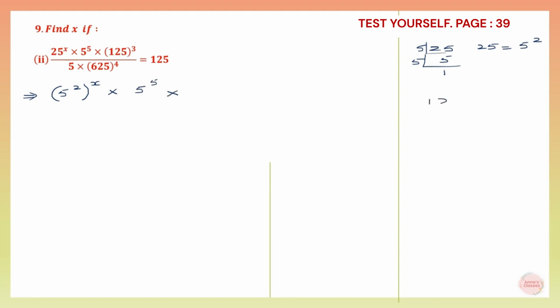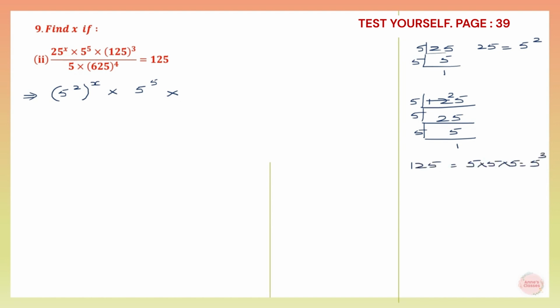So 125, let's find the prime factors, starting with 5. 5 twos are 10, so 10 is over, there's 2 left. 25, 5 fives are 25, continue. 5 fives are 25, continue again. 5 ones are 5. So here 125 can be written as 5 into 5 into 5, which is 5 raised to the power of 3.